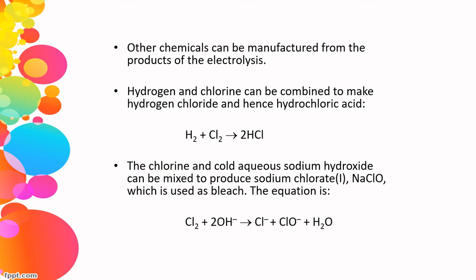Other chemicals can also be manufactured from the products of the electrolysis. Hydrogen and chlorine can be combined to make hydrogen chloride, hence producing hydrochloric acid. Chlorine and cold aqueous sodium hydroxide can also be mixed to produce sodium chloride, which can be used as bleach. This is the equation that represents the reaction of sodium hydroxide with chlorine to give bleach.